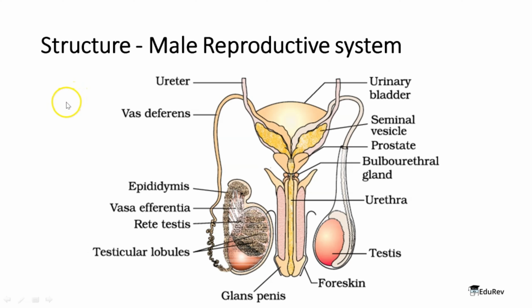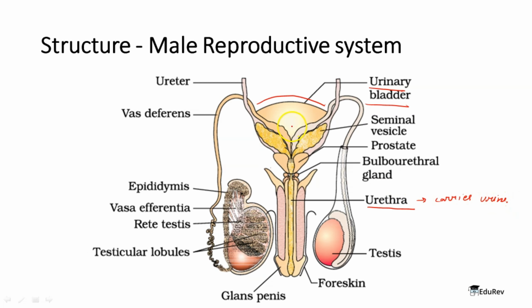Let us start with the male reproductive system and its structure, and first we will study the urinary bladder. It is present here in the male reproductive system. This is the urinary bladder. A tube originating from the bladder is known as the urethra. This is our urethra. It carries urine. So I am writing it here that it carries urine.